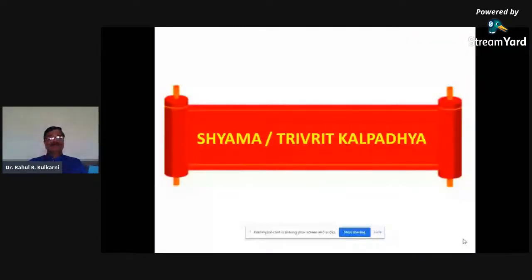The 7th chapter in the Kalpasthana is Shama Trivrut Kalpadhyaya. Here the name itself indicates that there are 2 types of drugs, Shama and Trivrut. What those are and how the Kalpas and all others have been explained, we will see in the coming slides.